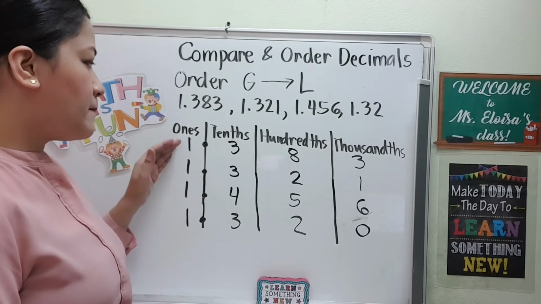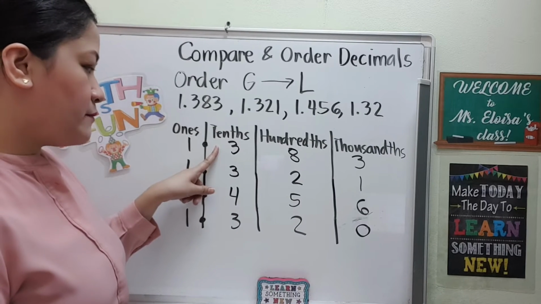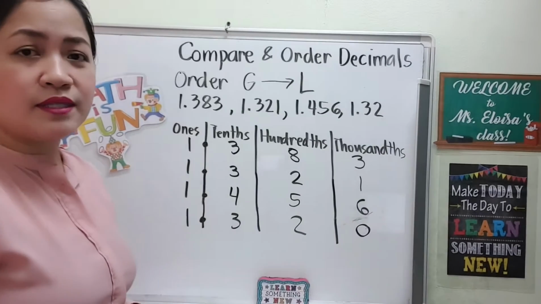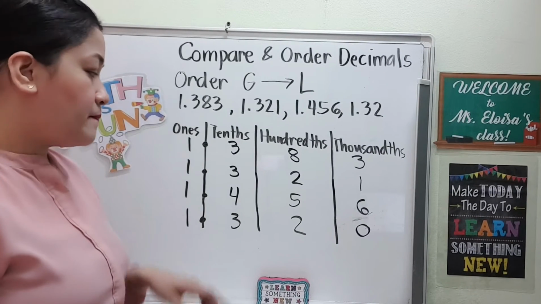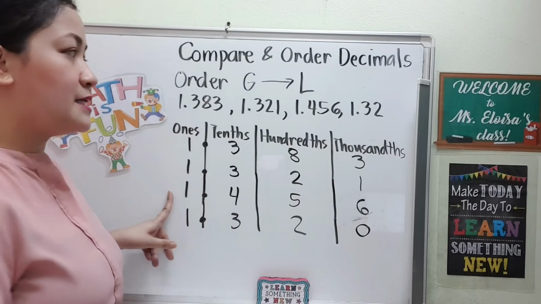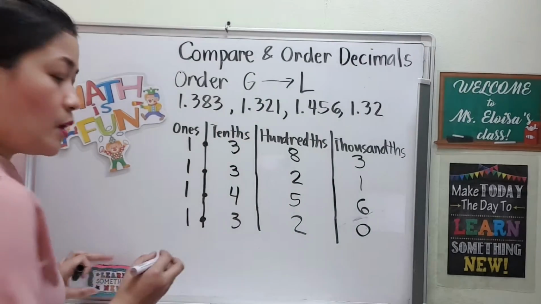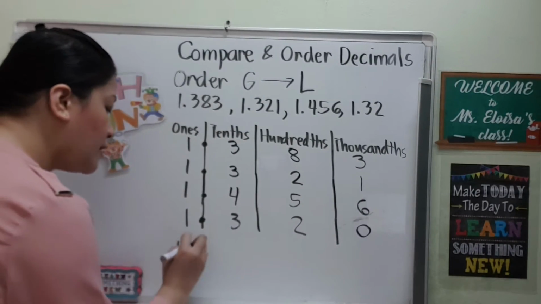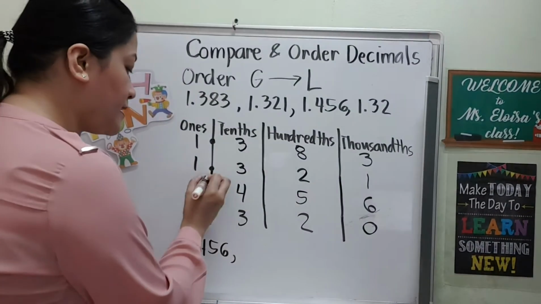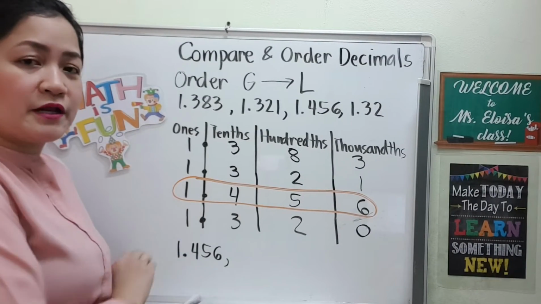So, let us compare the ones. All of them are 1. The tenths, we have 3, 3, 4, and 3. So, since we know that 3 is less than 4, then that means 1 and 456 is the greatest. And we're going to arrange it from greatest to least. So, 1 and 456 thousandths is the greatest number. We can circle that. So that means we already wrote that as our greatest number.